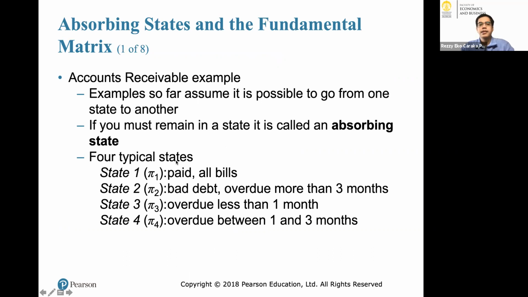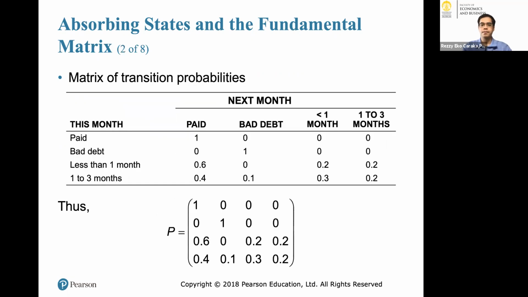And it's about how we can observe the state and the fundamental matrix in a Markov chain. For example, if you're talking about the quants visible example, so far we assume it's possible to go from one state to another. So for example, if there are 4 states, we have state 1 paid, state 2 bad debt, state 3 overdue less than 1 month, and state 4 overdue between 1 and 3 months. So in the last example we had 3 conditions, but in this example, if we have 4 state conditions, it's also easy.